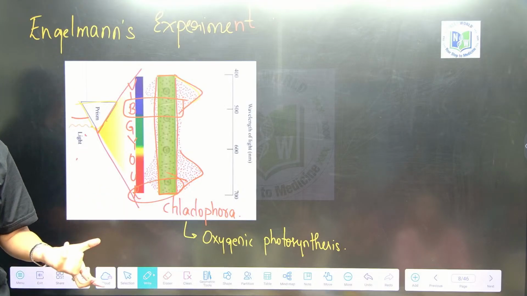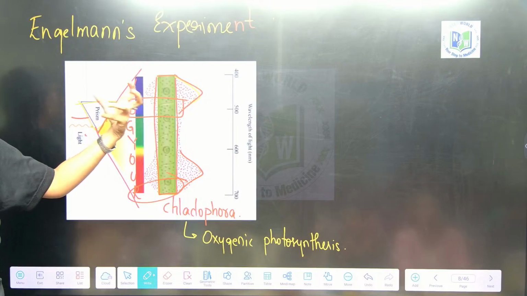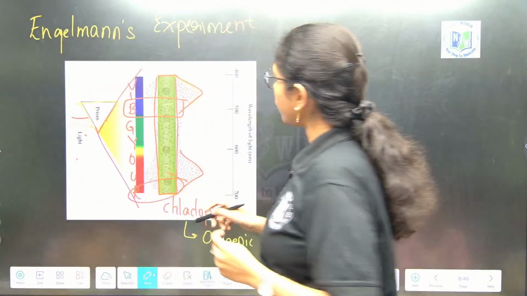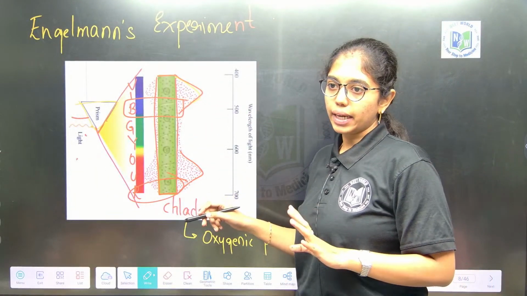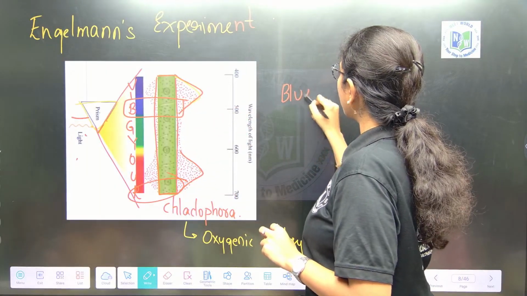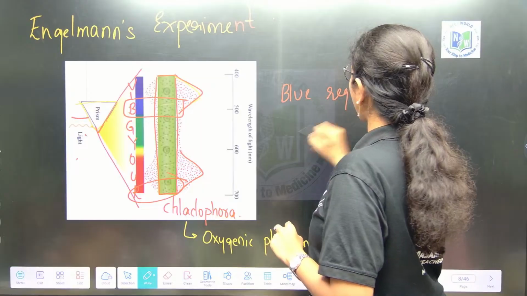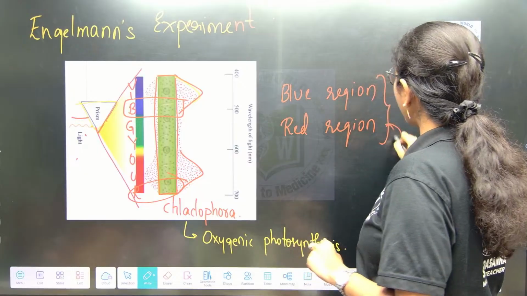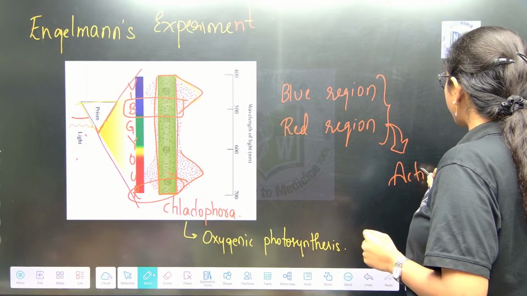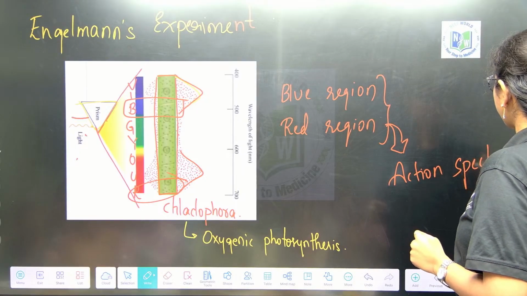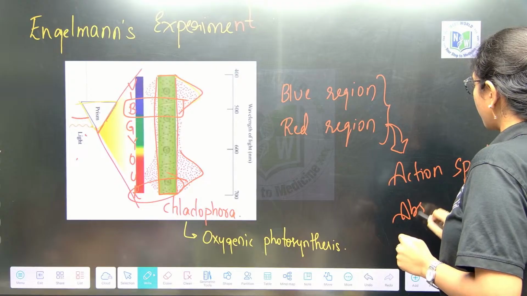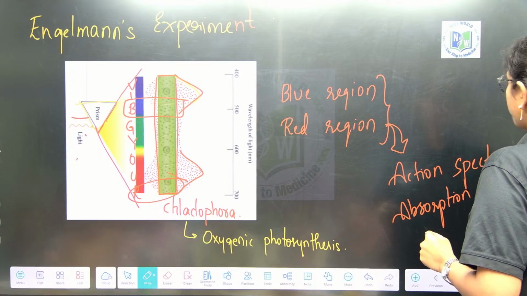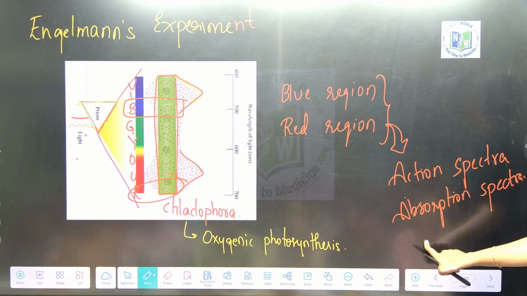Aerobic bacteria require oxygen. They will get accumulated wherever there is more release of oxygen. So, it is proved that there are two spectra at which the maximum amount of photosynthesis is conducted: one at the blue region and the other at the red region of light. With this, he derived two spectra, action spectra and absorption spectra. We will learn action spectra and absorption spectra with different pigments.